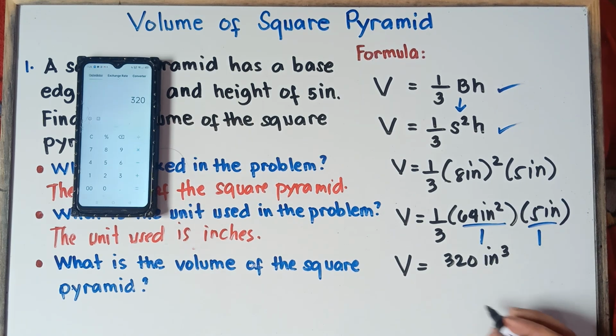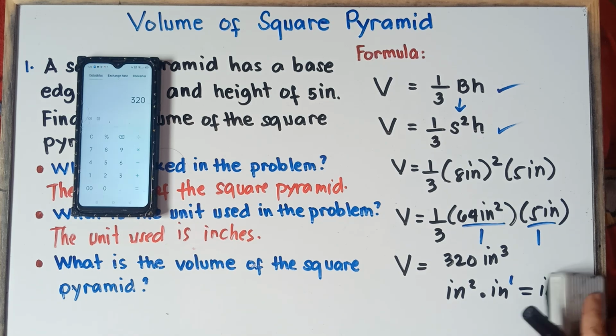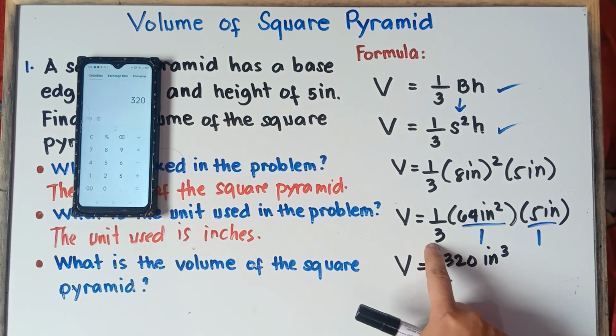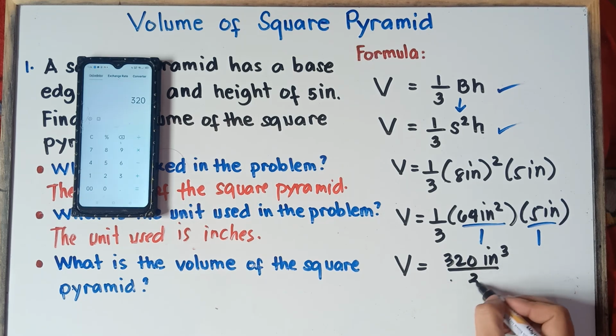Once again, class, do not be confused. Inches squared times inches. Understood that there's 1 here. If they have the same base, same inches, copy inches, simply add the exponents. 2 plus 1, that is 3. That's why we have cubic inches. Alright, and then 3 times 1, that is 3.